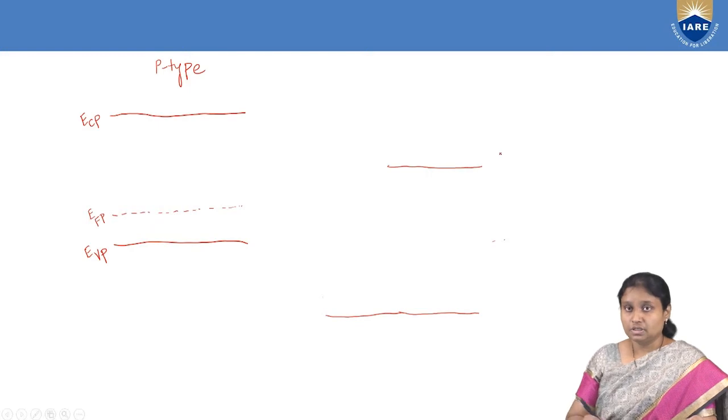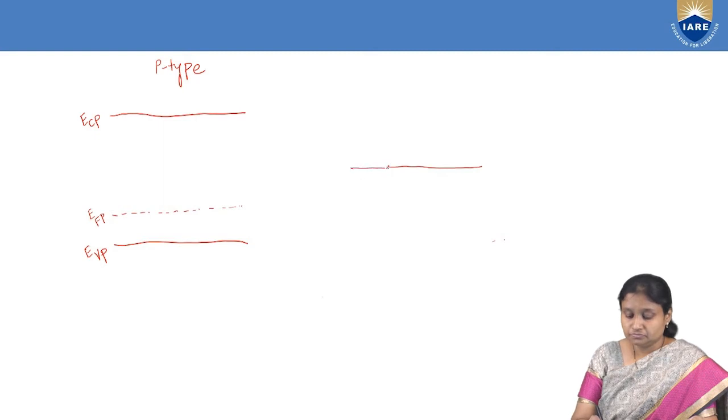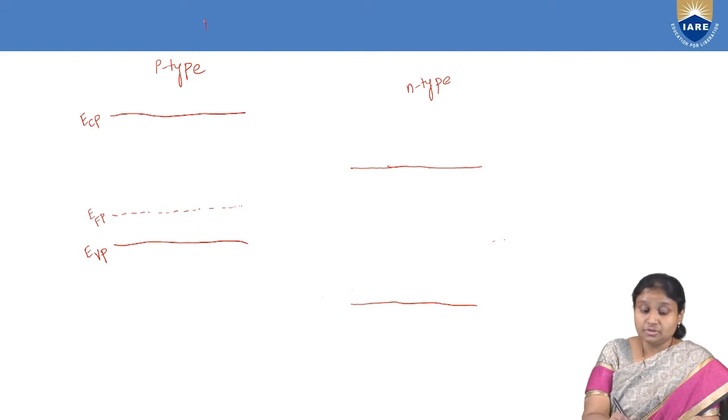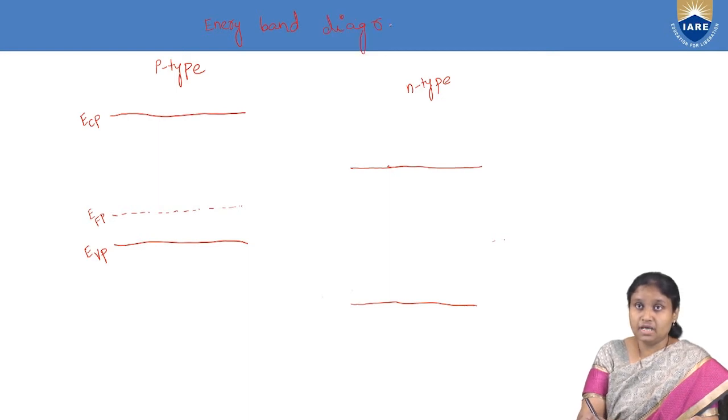Now coming to this, this is our n-type side of the p-n junction. Here I'm talking about the energy band diagram of the p-n junction. So now we are talking about the energy band diagram of the p-n junction diode.